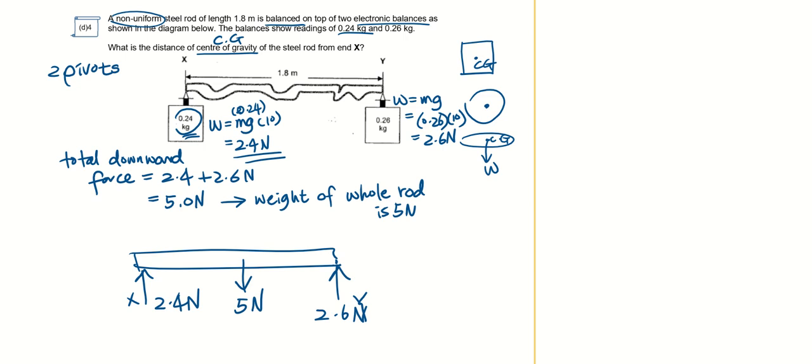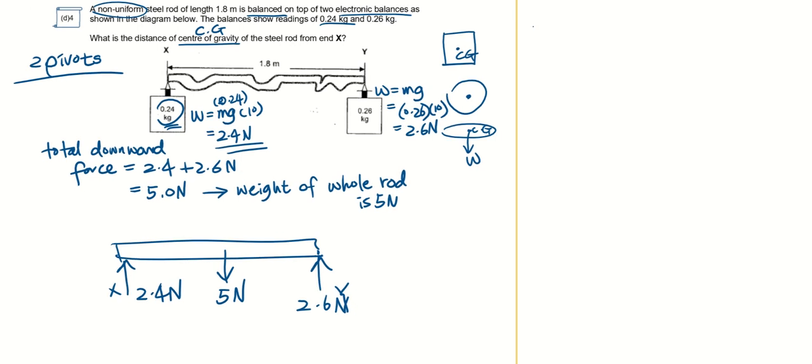So in order to solve a moments question, we need to have the sixth step. So first step is identify a pivot. So where do you want the pivot to be? Because now we actually have two pivots. Do you want it to be at X or do you want it to be at Y? I'm going to do it at X. We choose X to be the pivot.